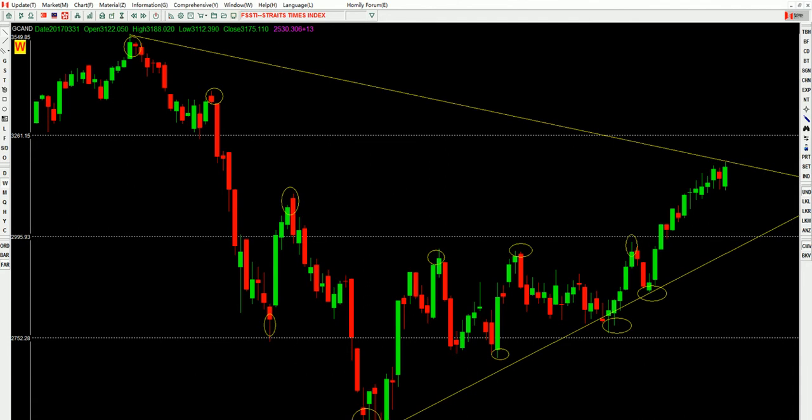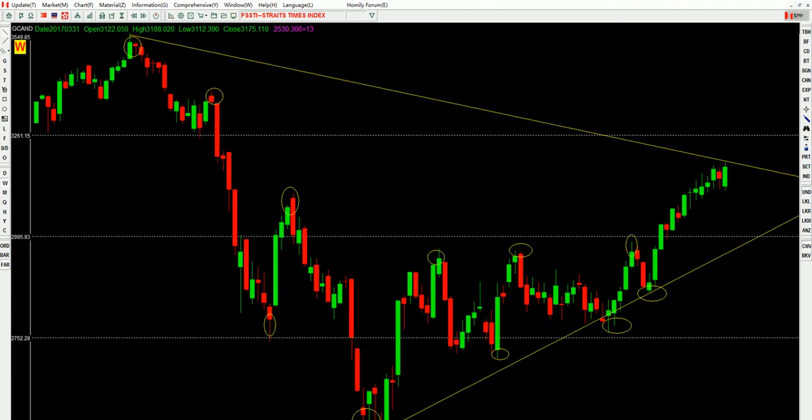Okay, this is the STI index. I use the weekly chart. We know that in our investment philosophy, long term first, short term next. So if you want to judge the market or individual stocks, you can see the weekly chart first, then check the daily chart. So let's see the weekly chart. This is the high point, high point, high point. And this is the low point, low point, low point, low point.